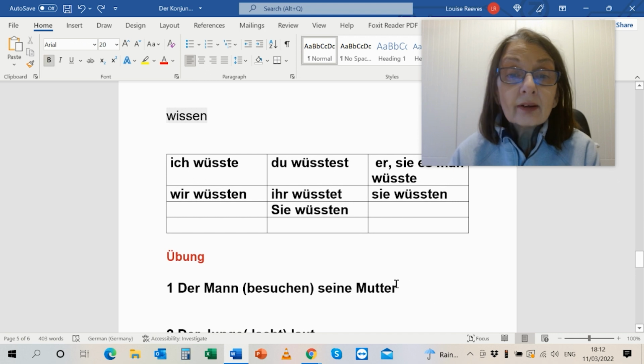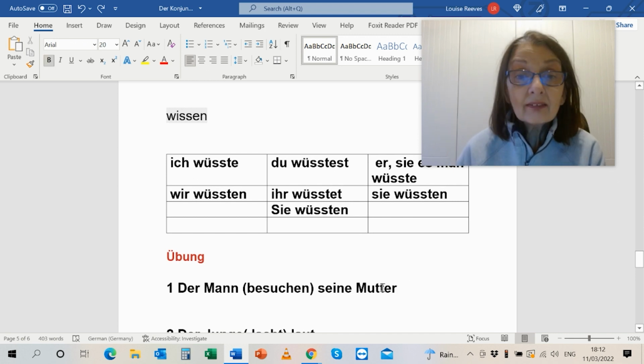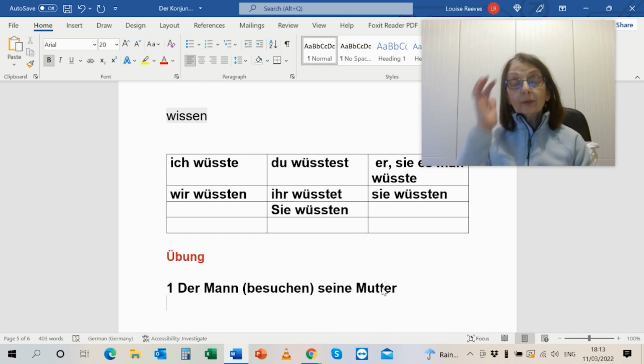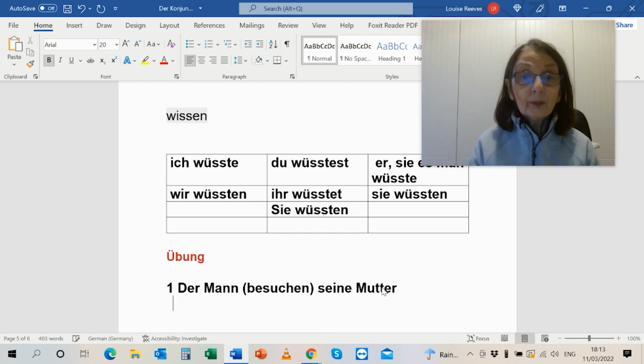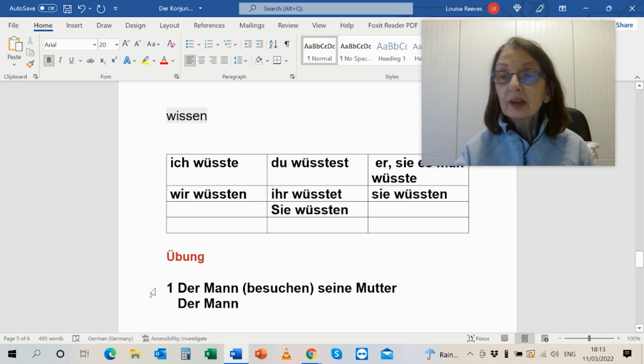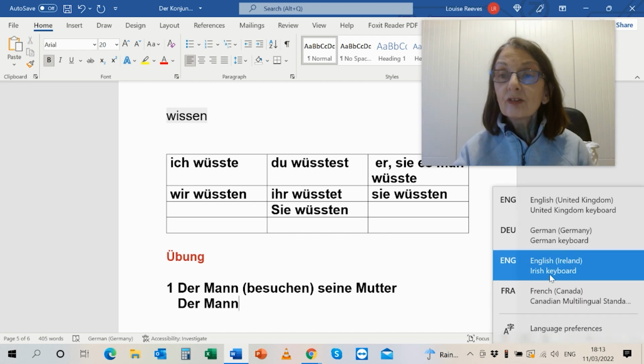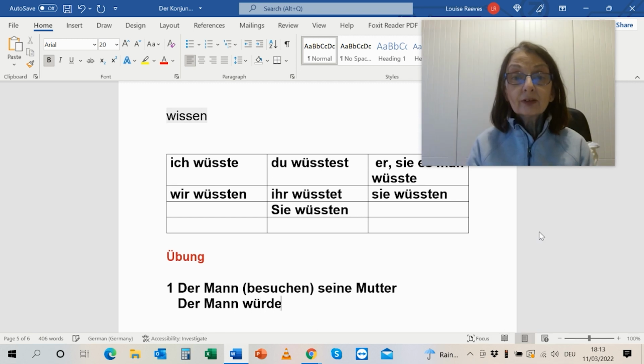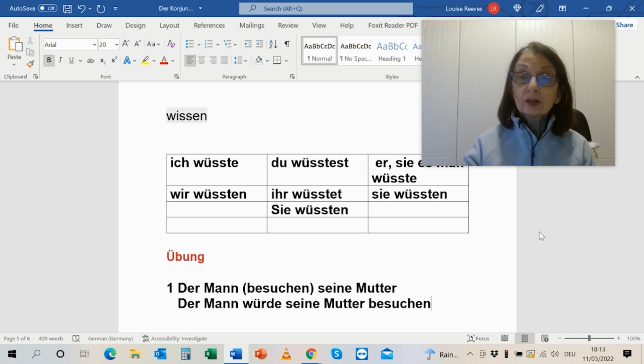Here's an Übung. Der Mann, and I have in brackets, I have the verb. So, what will I put down here? What would you think before I write it? I'm going to put now der Mann. Now, what would you think you would put here? What do you think? Any suggestions? Then, if you haven't already thought about it, würde seine Mutter besuchen. Würde at the beginning, second position, and besuchen at the end. Remember, the Hilfsverb will always be in the second position, no matter what.